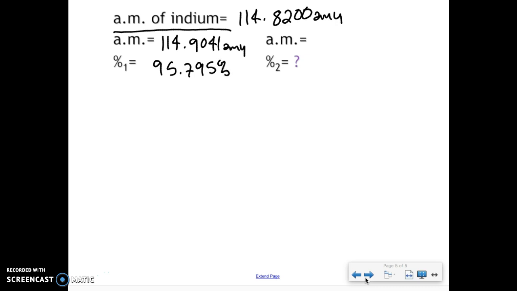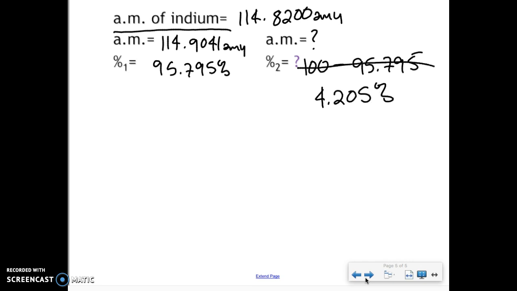We don't know the second isotope. That's the one we're supposed to figure out. But we should be able to calculate the percentage. There's only 2 isotopes. Percentages always have to add up to 100. So if we take 100 minus the 95.795, that should give us the percentage of the second isotope. So when I take 100 minus 95.795, I end up with the number 4.205. Okay? That's the percentage of the second isotope.